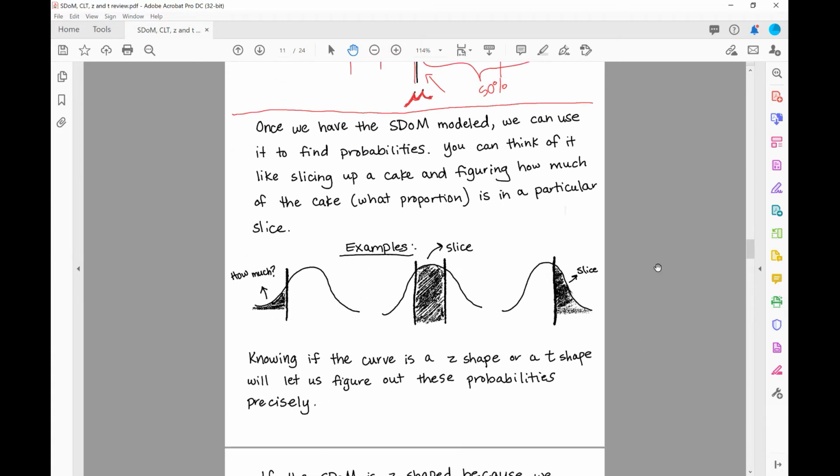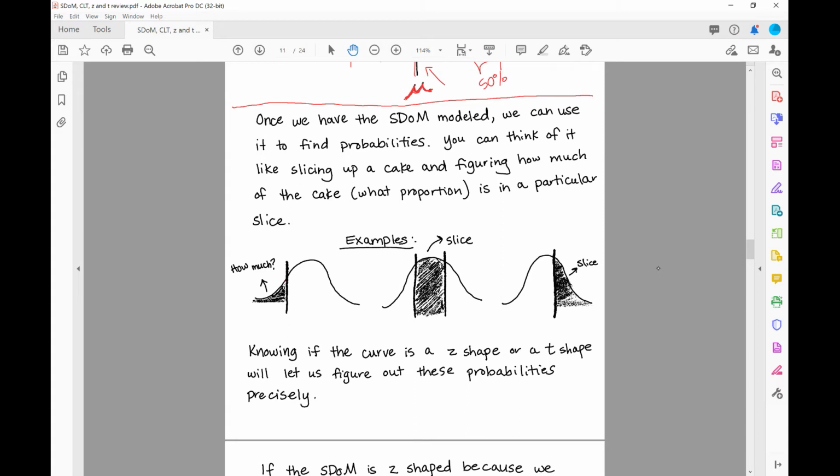So some examples of slices we might want to know: what's the probability, what's the proportion associated with this slice down here? Versus I might want to know, what's the probability associated with being between this value and this value? So we're looking at a middle slice. Or maybe we're looking at, okay, how much of this cake is above a certain value? So how much is in this slice here?